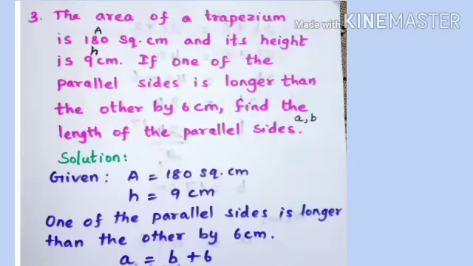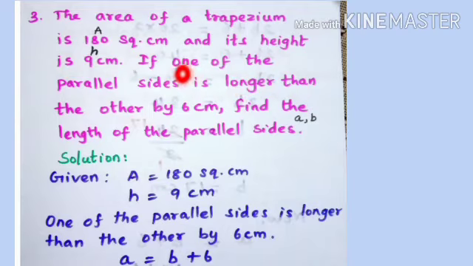Third problem: the area of a trapezium is 180 square centimeter. So the area is given and its height h is given. Height is 9 centimeter. If one of the parallel sides is longer than the other by 6 centimeter. So what it means? A and B are the opposite sides and one of the parallel sides is longer than the other by 6. Longer than represents addition. So plus sign, so plus 6.